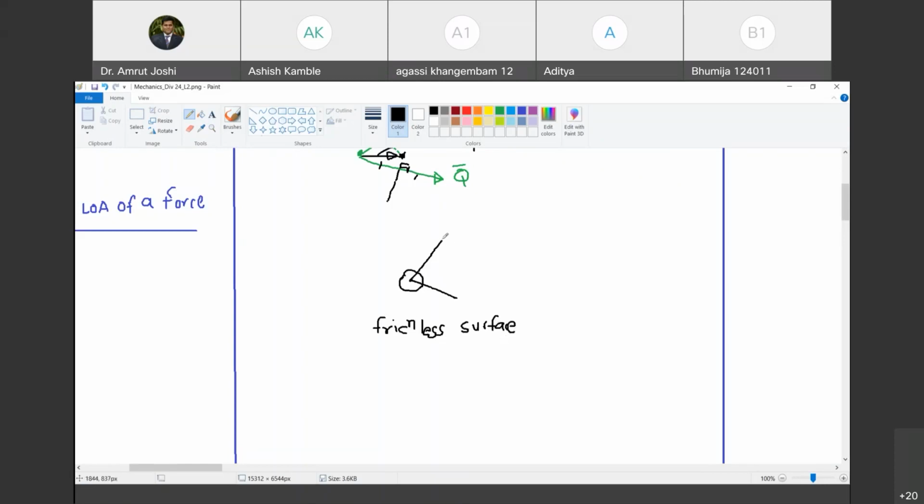Now I pull this string by a force, which is P bar. Are you with me? Yes, sir. And let us take some numbers now. Let us say this P bar is equal to 50 Newton. Are you with me? Yes, sir. So the magnitude of this P bar is 50 Newton and the direction is as shown. Then let us say Q bar is the force applied to the other string and its magnitude is 30 Newton. Happy? Yes, sir. And it is in the direction as shown.